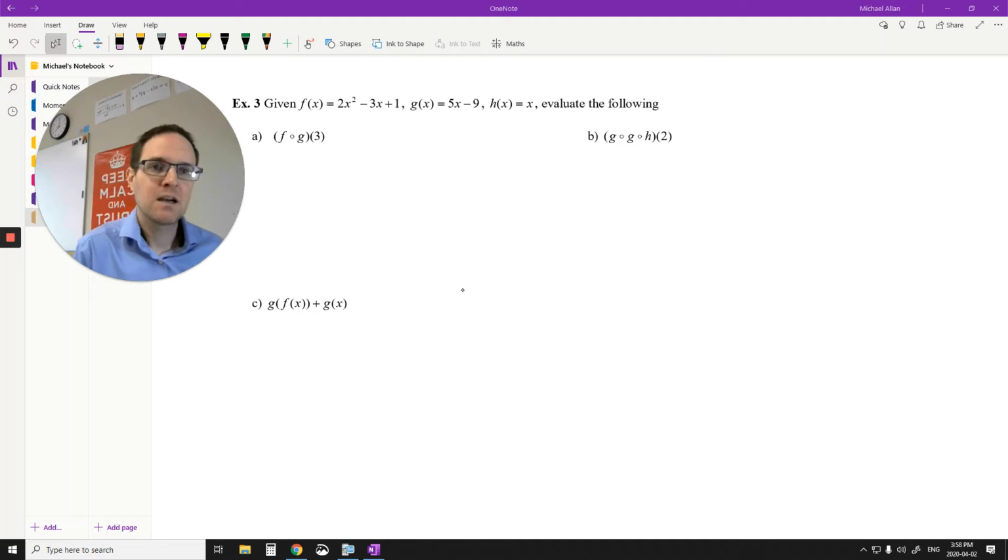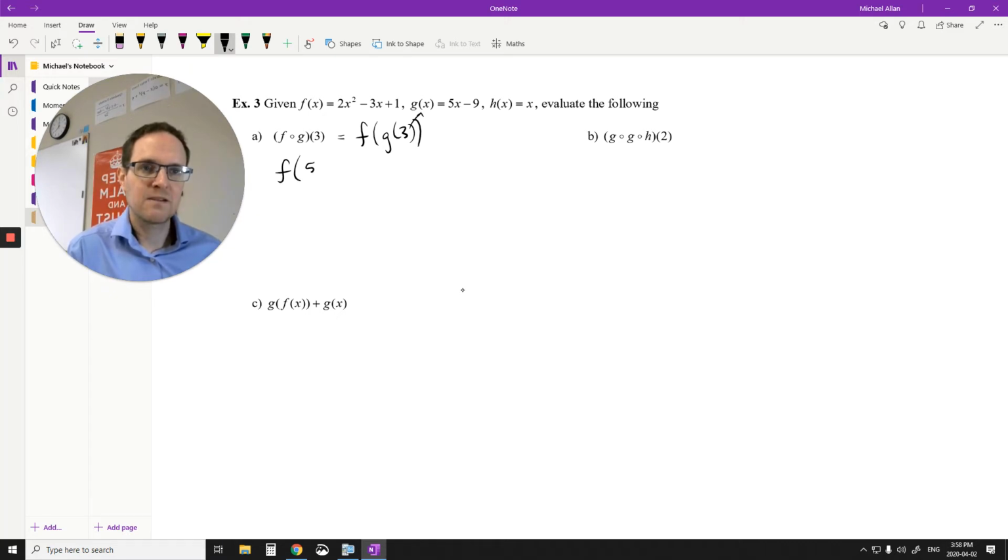Why not? All right, so this one here, all this is saying, and I'm going to say f of g of 3. So what it's actually saying is I'm going to do a substitution within a substitution. So I'm going to substitute 3 into g of x. So I'm just going to write this out. 5 times 3 minus 9. So that's what 3 into g of x looks like. And I can just simplify that down just a little bit. 15 minus 9, 6.